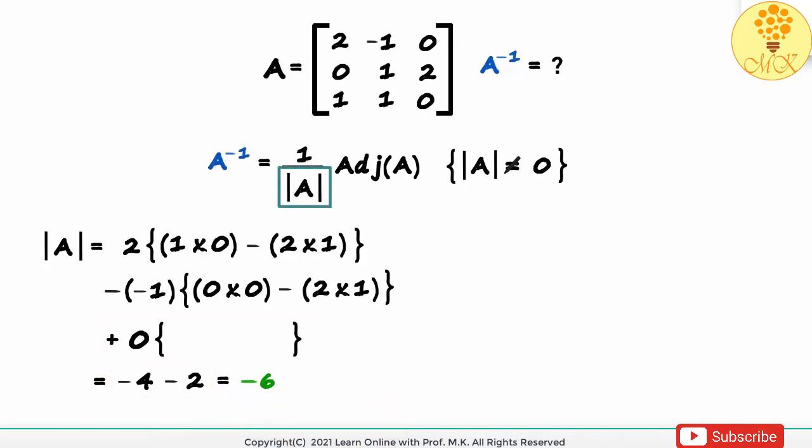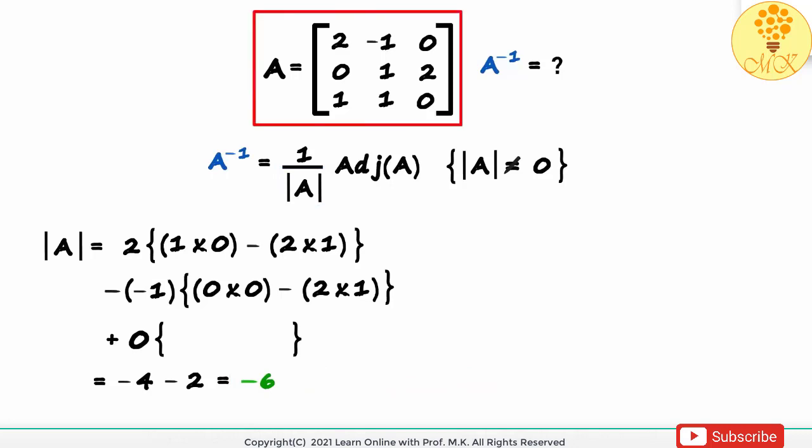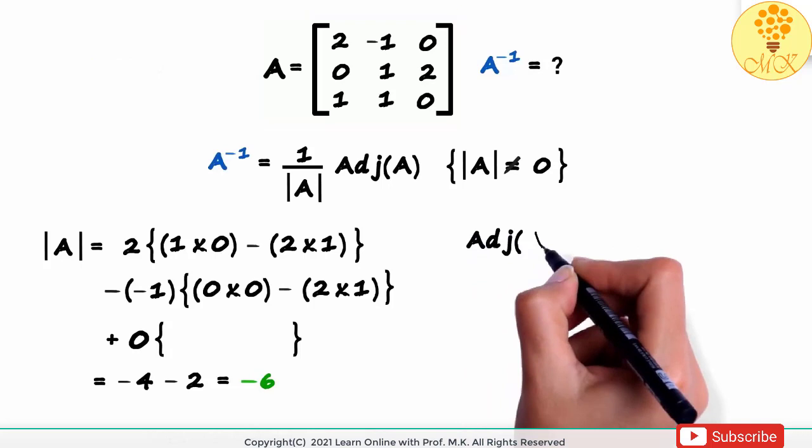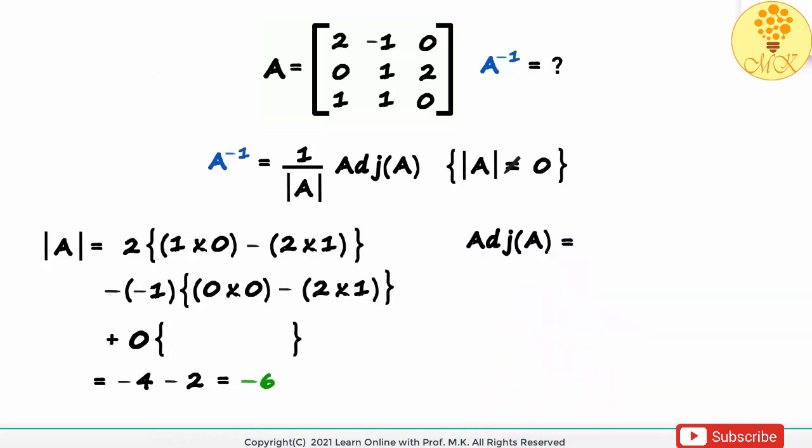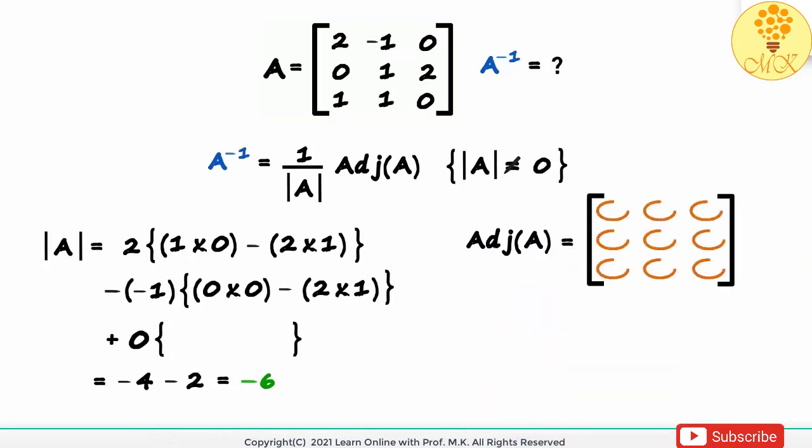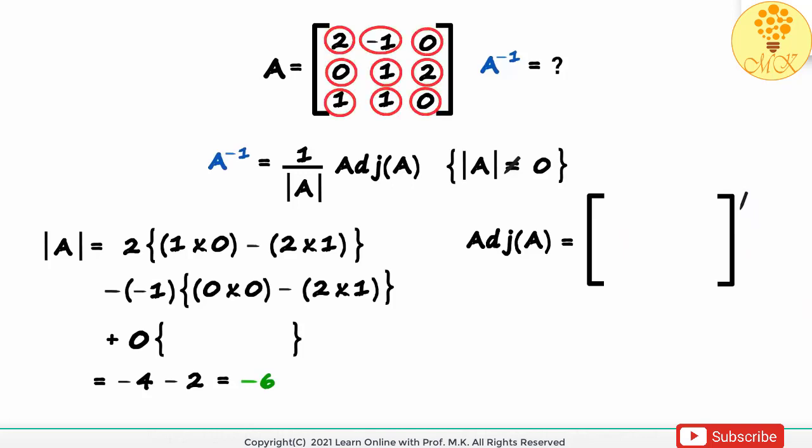We have the determinant now. It's minus 6. As it's not equal to 0, we can say that it's non-singular. The inverse of this matrix exists. So we can move on to finding the adjoint of A now. To find the adjoint, we first find the matrix of cofactors of each of the elements and then find the transpose of that matrix. So let's find the cofactors of each of the elements now.